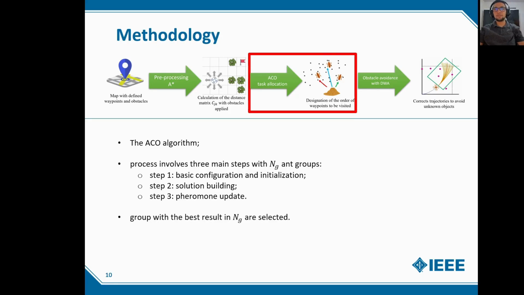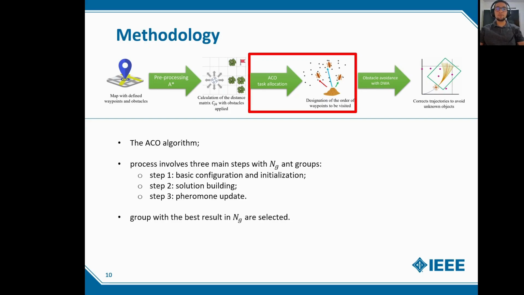About the ACO task allocation, the ACO algorithm is a heuristic algorithm that simulates the foraging behavior of ants to find the optimal path. It was developed to solve the traveling salesman problem and employs a positive feedback mechanism using pheromones to guide the algorithm in its search for the ideal solution.